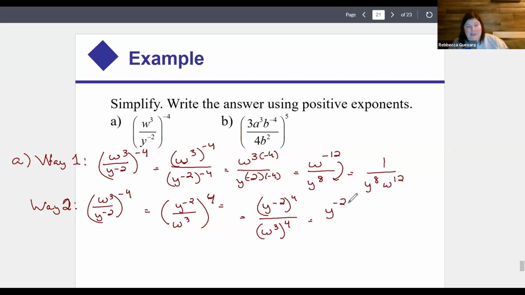Y to the negative 2 times 4, and then w to the 3 times 4. So we get y to the minus 8 and w to the 12. This has to move down here, so we still end up with the same thing.